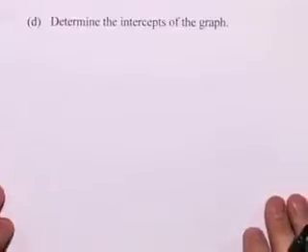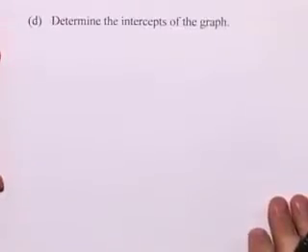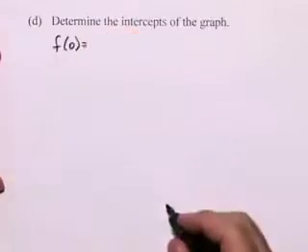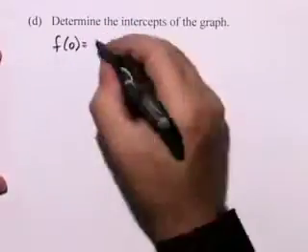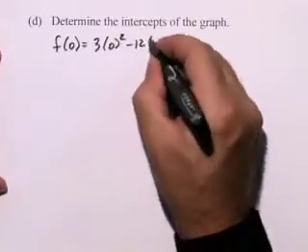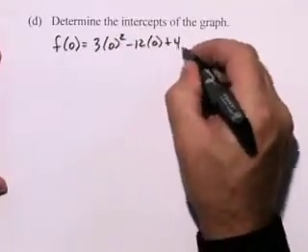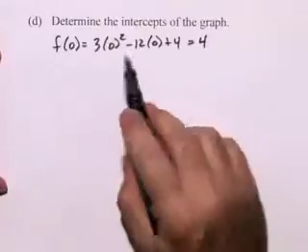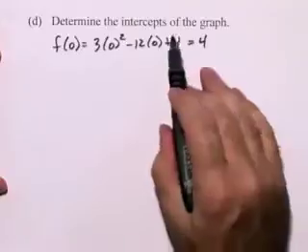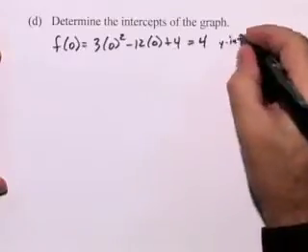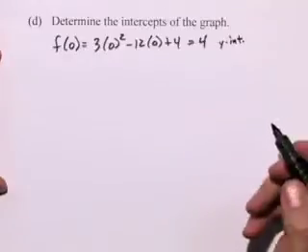Next, we want to find the intercepts for our graph. We'll find the y-intercept first. Find the y-intercept by evaluating the function at x equal to 0. f of 0 will be 3 times 0 squared minus 12 times 0 plus 4, which is just equal to 4. We could have found the y-intercept initially by just noting the constant in our function was 4, so our y-intercept is 4. Next, we'll find our x-intercepts.